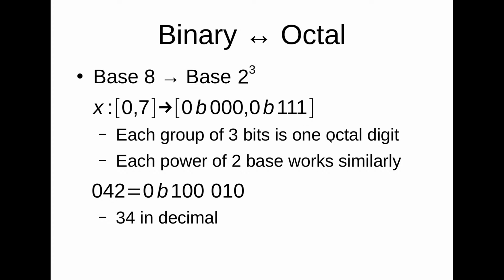And if you have any other power of 2 base, it'll work similarly, but there's not going to be a lot more that you're going to be seeing anywhere, because then eventually you start running out of characters and then things get more interesting. But basically 042 would be in binary 100010, which is 34 in decimal.